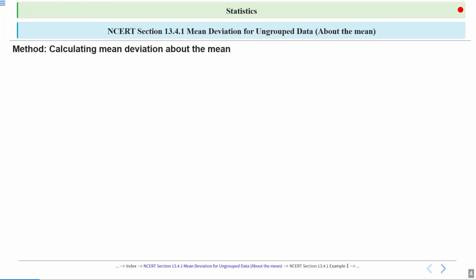So we are going to learn how to calculate the mean deviation about the mean, which is a way to measure how spread out a set of numbers is around their average. So let's start by considering a set of n observations, which we will call x1, x2 up to xn with mean x bar.